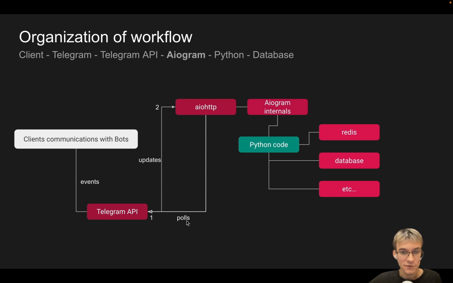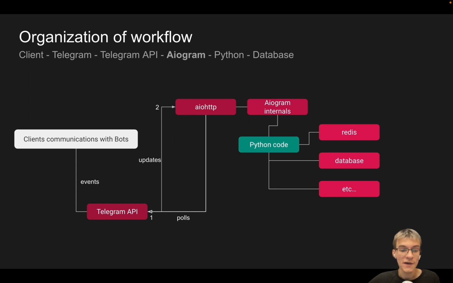Here you can also see polls and the number one and number two updates. What does that mean? The meaning is pretty simple, because the Aiogram library sends poll requests. A poll request is like long polling. If you're not familiar with long polling, it means that you have HTTP requests that poll the Telegram API to check whether it has necessary updates from our Telegram users.